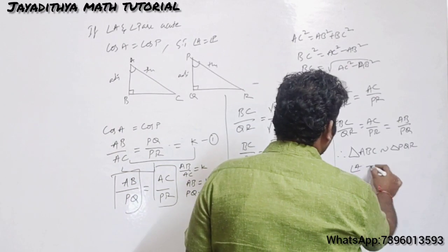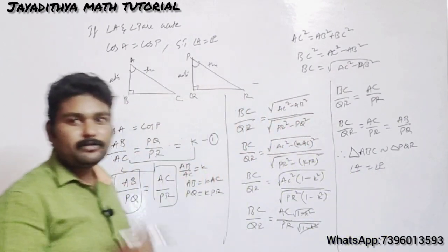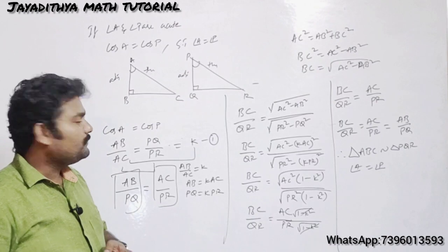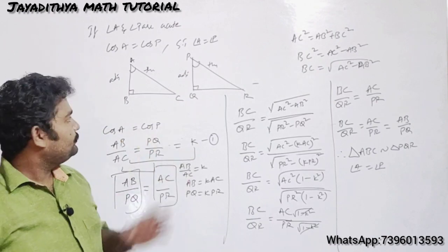Therefore, what happens? Angle A will be equal to angle P. That is nothing but corresponding parts of similar triangles. So this is your proof.